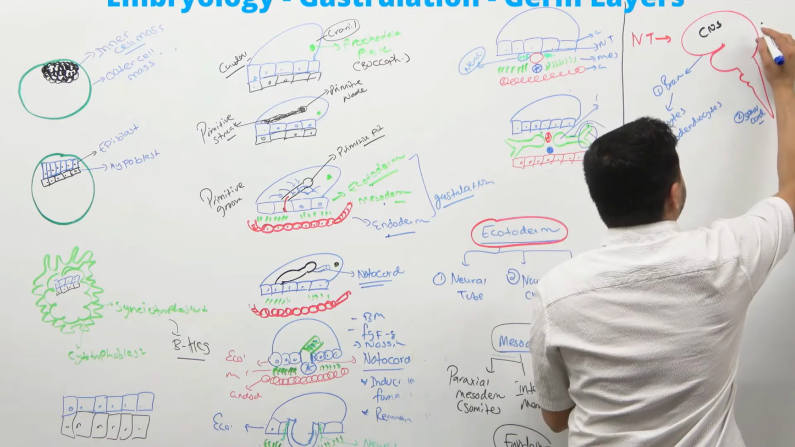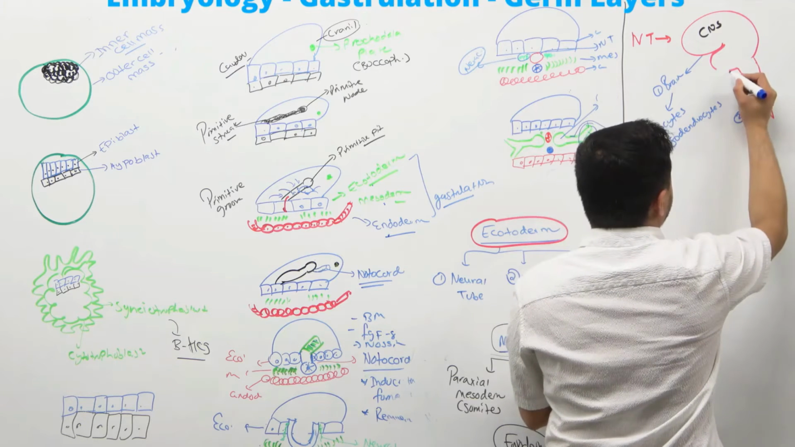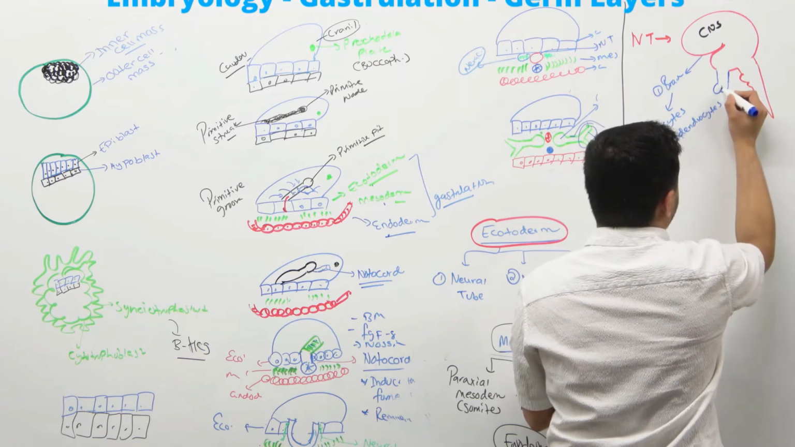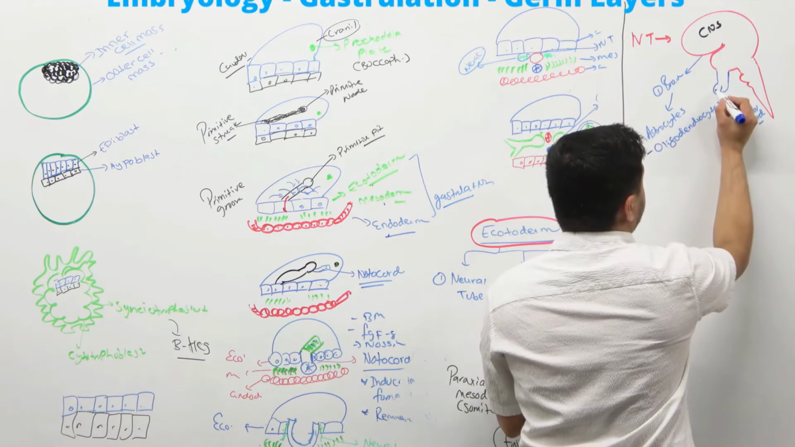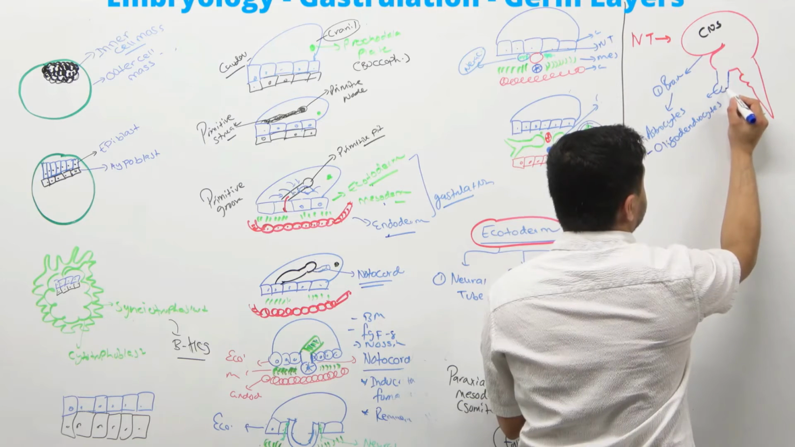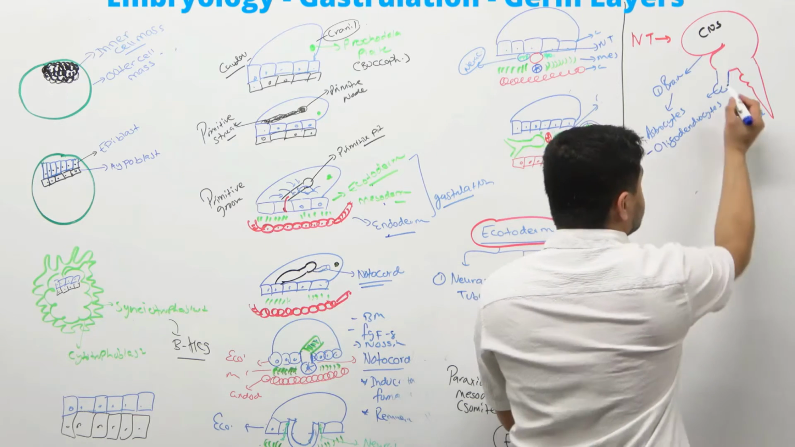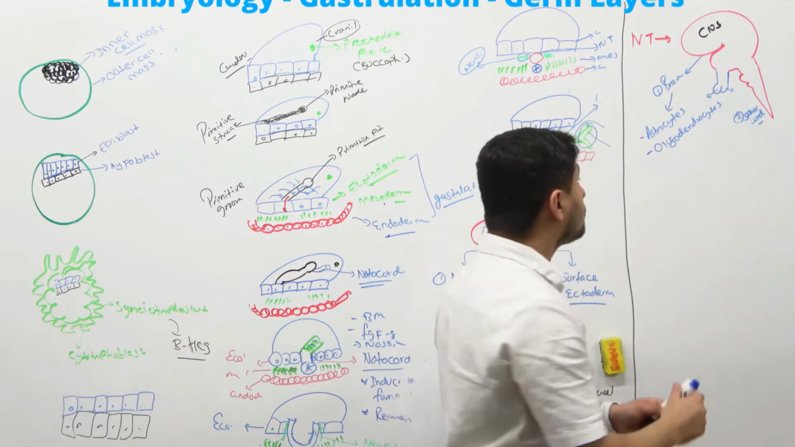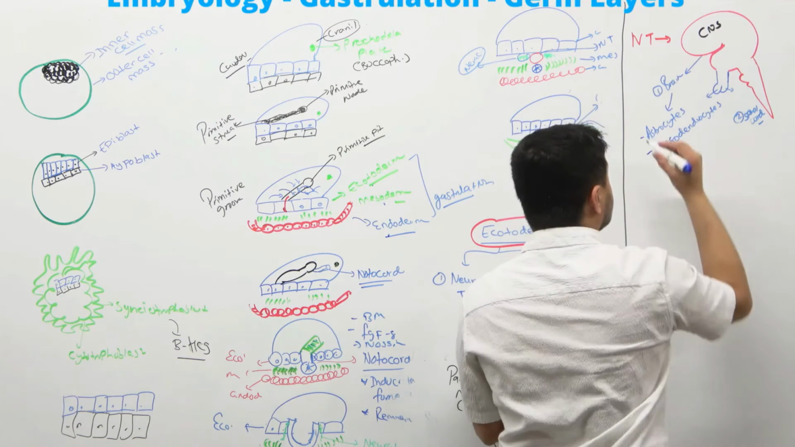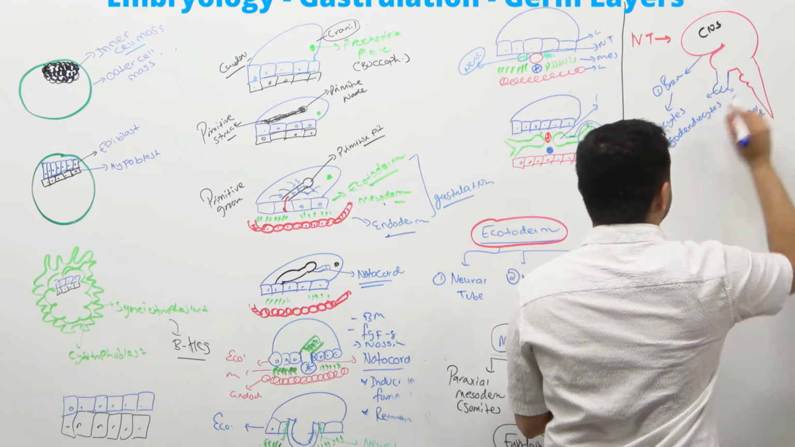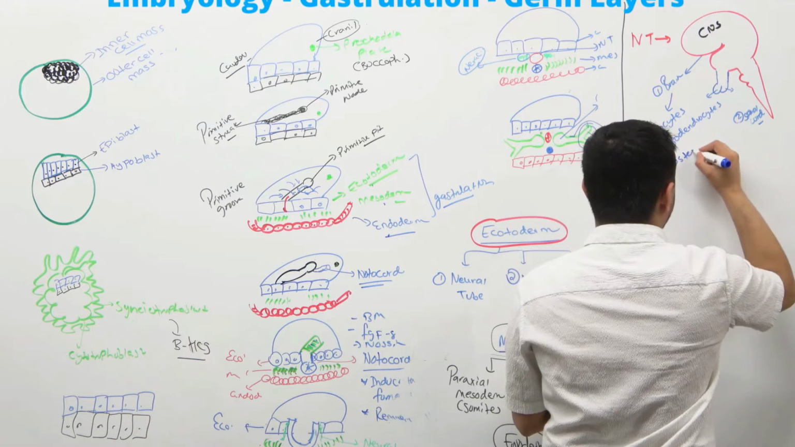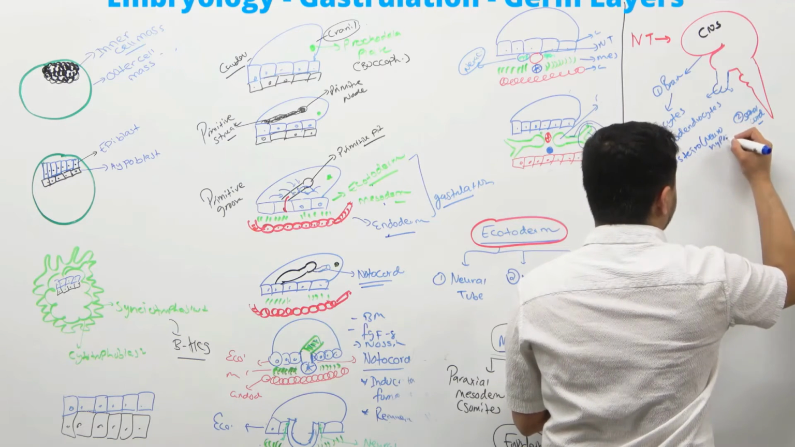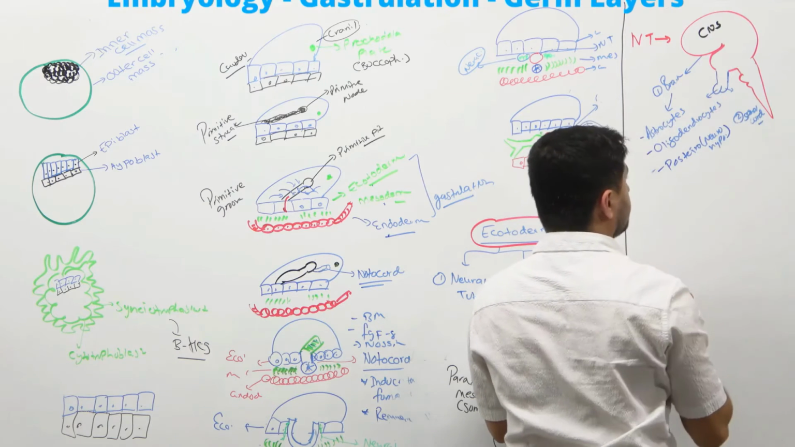On top of this, if you look right here in the brain, right down here you have layers of cells like this, and then you make two pouches like this. Let's say this is called the anterior pituitary, and this is the posterior pituitary. Remember, the posterior pituitary is called the neurohypophysis. This is also a derivative of the neural tube.